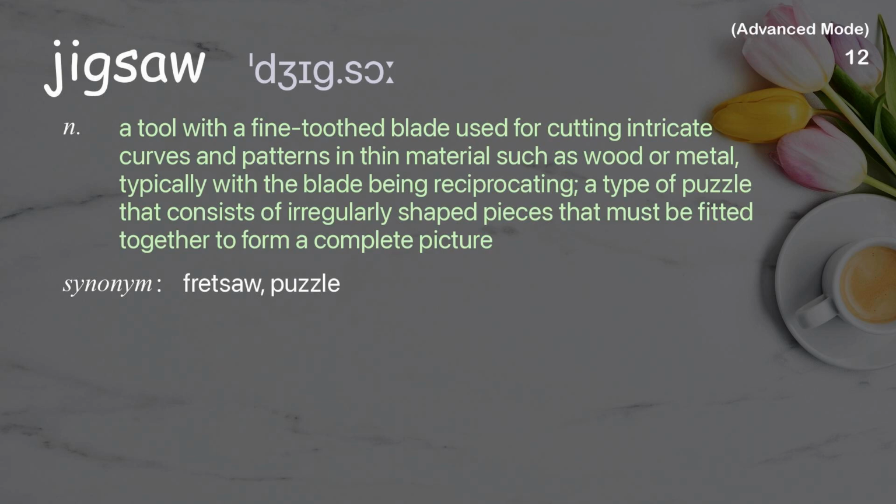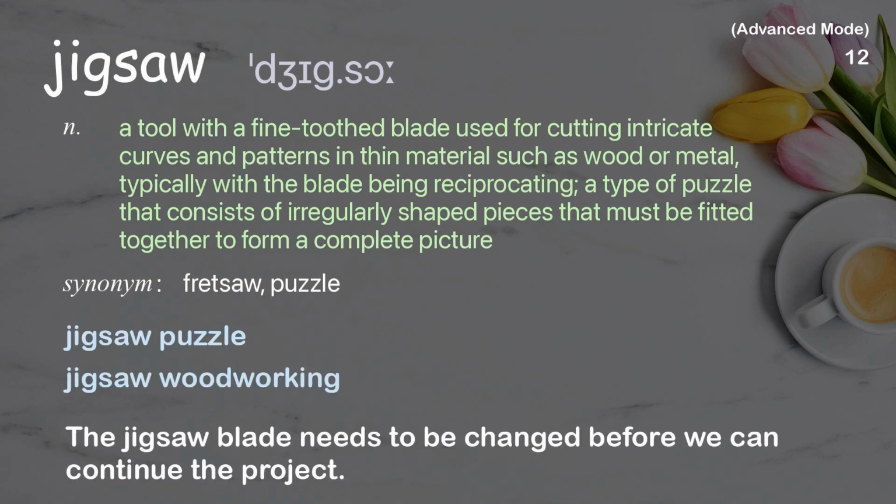Jigsaw. A tool with a fine-toothed blade used for cutting intricate curves and patterns in thin material, such as wood or metal, typically with the blade being reciprocating, a type of puzzle that consists of irregularly shaped pieces that must be fitted together to form a complete picture. Examples: jigsaw puzzle, jigsaw woodworking. The jigsaw blade needs to be changed before we can continue the project.